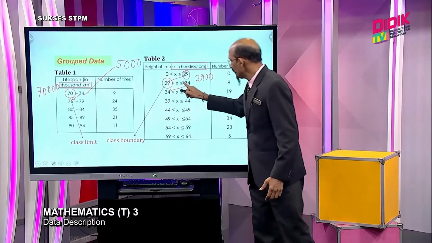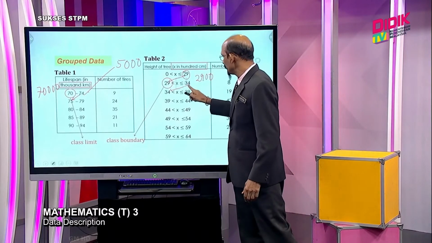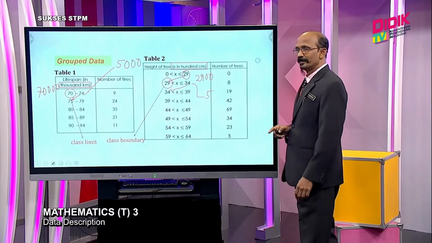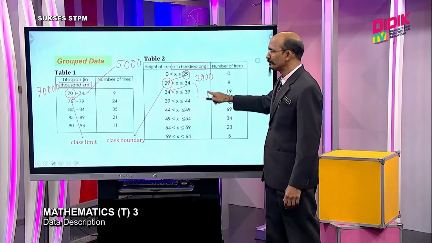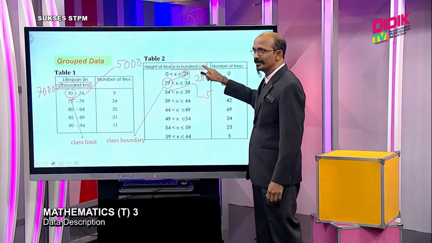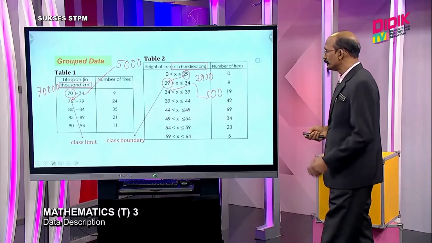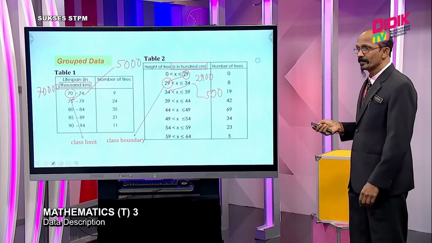Same thing goes here. If you notice, the class interval here is also 5, but students will tend to write 5. You must be careful that this is in 100 cm, so your class interval will be 500. So this is a very common mistake among students.